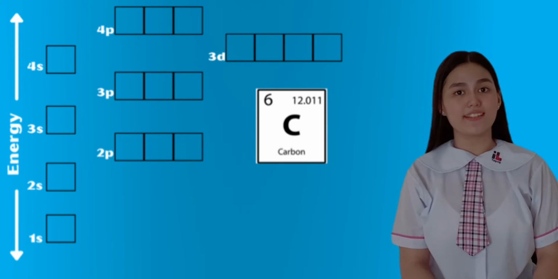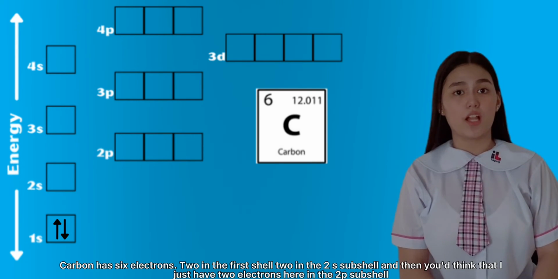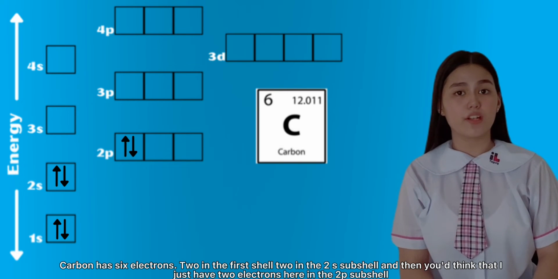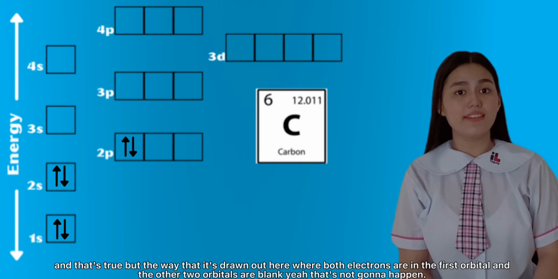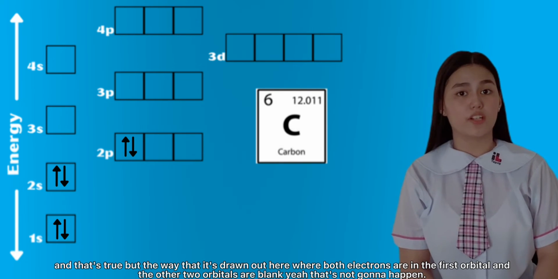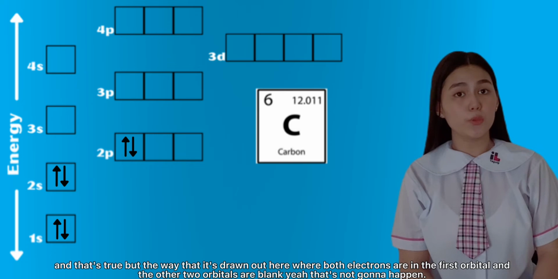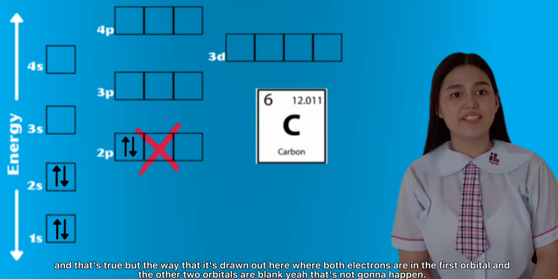Okay, let's move on to carbon. Carbon has 6 electrons, 2 in the first shell, 2 in the 2s subshell, and then you'd think that I just have 2 electrons here in the 2p subshell, and that's true. But the way that this is drawn out here, where both electrons are in the first orbital and the other 2 orbitals are blank, yeah, that's not going to happen.